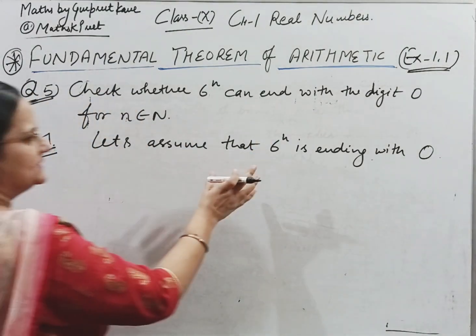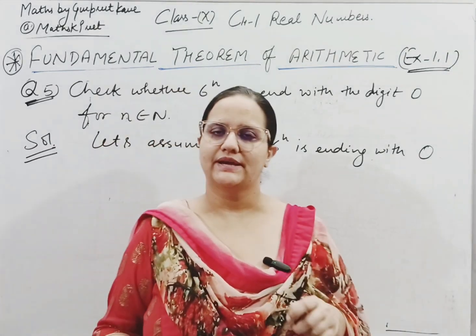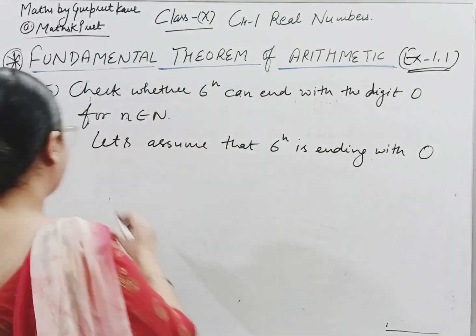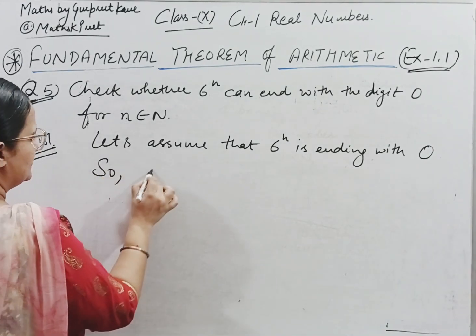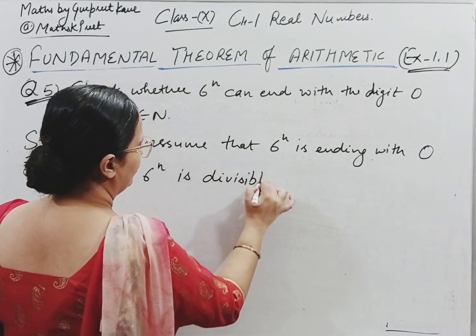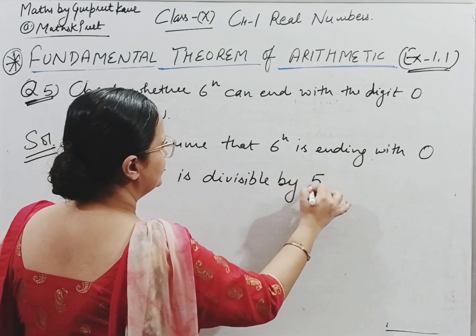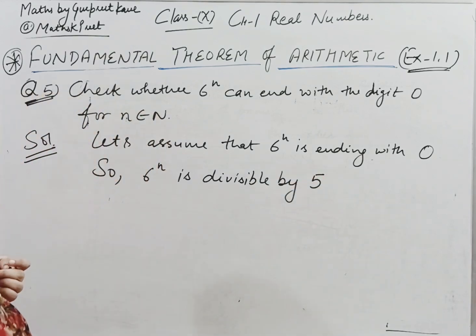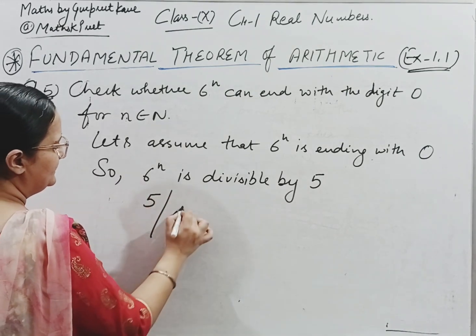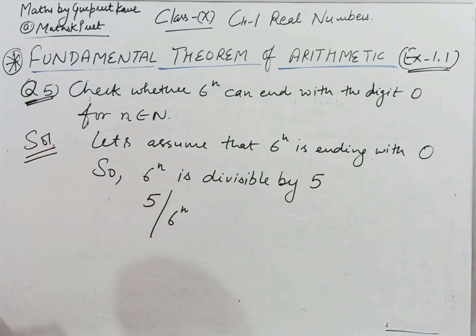So if this number is ending with 0, any number which is ending with 0 is always divisible by 5. So therefore, 6 raised to power n is divisible by 5. This is the divisibility rule for 5. So 5 will divide that number, meaning 5 will divide 6 raised to power n.